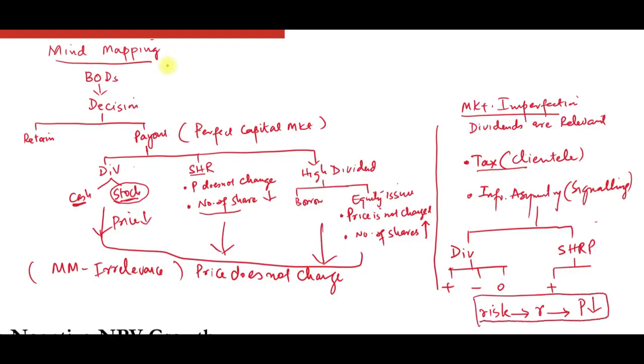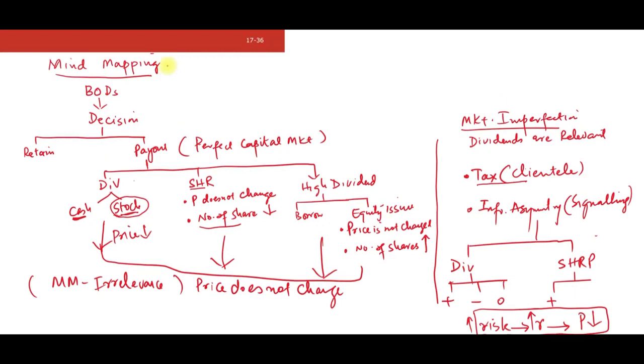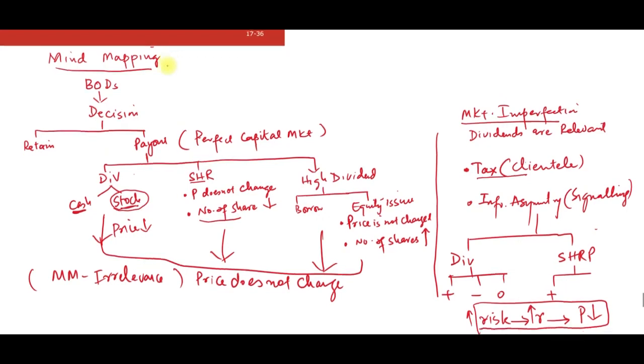When there is information asymmetry, investors don't know much about the company, so it means risk is higher, required rate of return is higher, and price is lower. So information asymmetry may affect the price. In that case dividend becomes relevant, and dividends can be used as a signal to reduce this risk. So risk can be reduced, required rate of return can be reduced, and price can be improved.